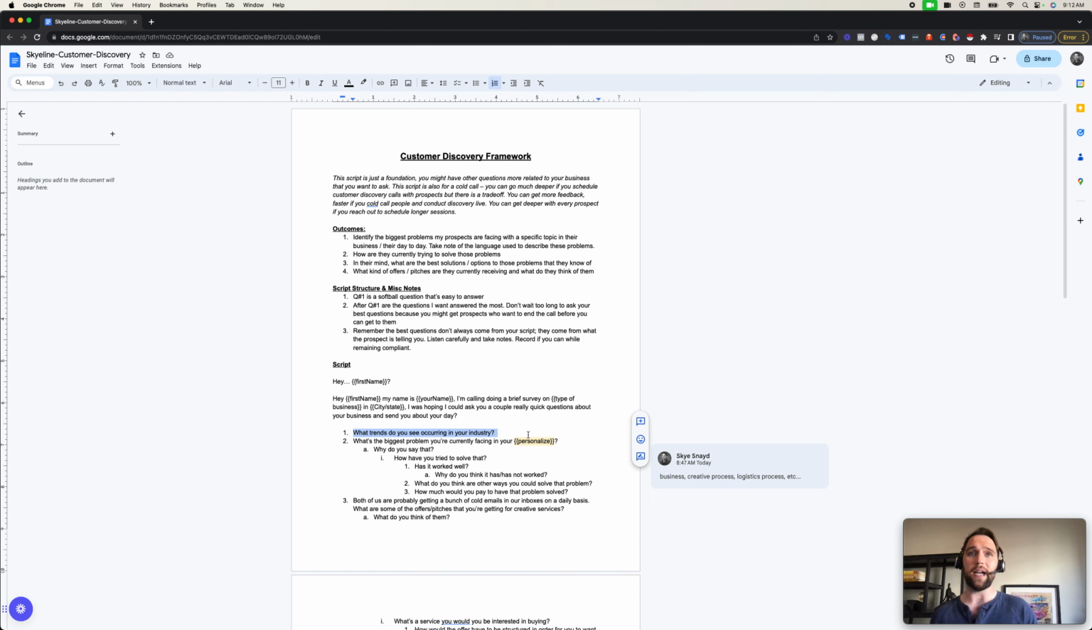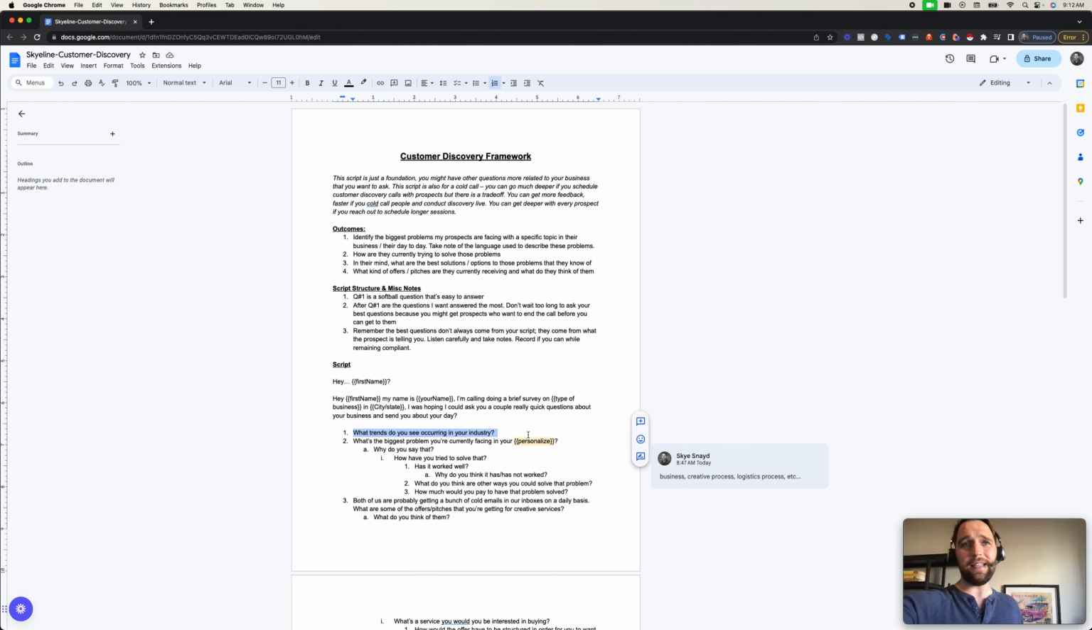And when you do that as well, the prospect feels more heard and understood, like it's a genuine conversation, and they're a lot more likely to hang out with you and talk if you are actively listening and asking good follow-up questions as opposed to just being robotic and spitting out the next question. So, okay.